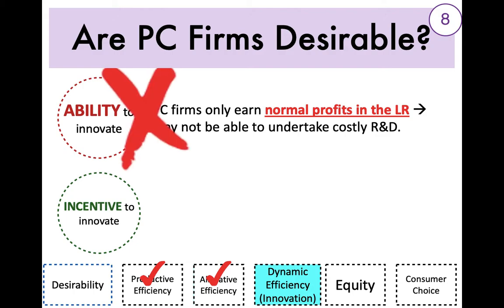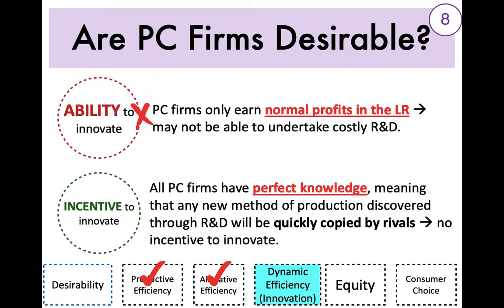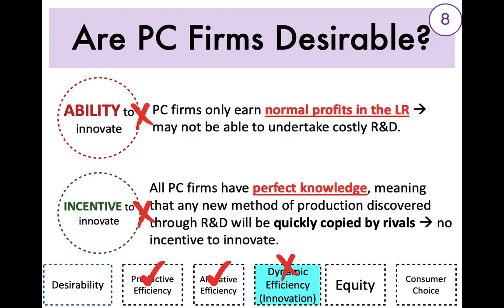In terms of incentive, PC firms, yes, the competition is very intense because there are so many firms selling a homogeneous product. However, it is also characterized by perfect knowledge, meaning any new method of production discovered through R&D will be quickly adopted by competitors, right? So there's no incentive for PC firms to engage in R&D, and as a result, PC firms lack both ability and incentive to be dynamically efficient, right? So they cannot attain dynamic efficiency in general.